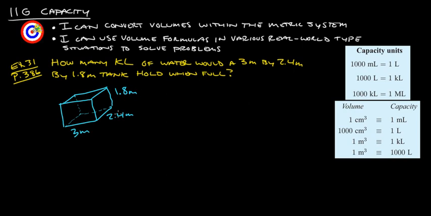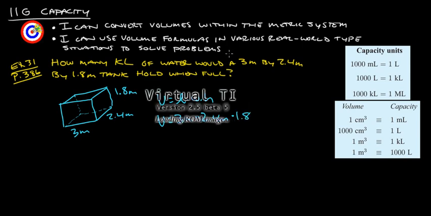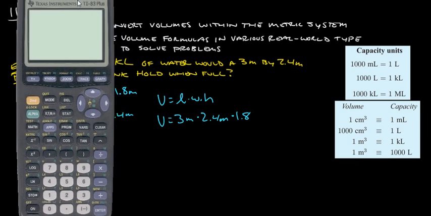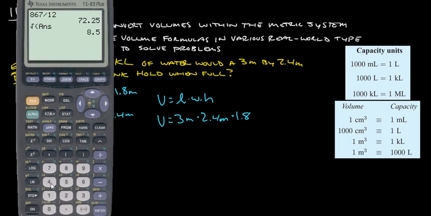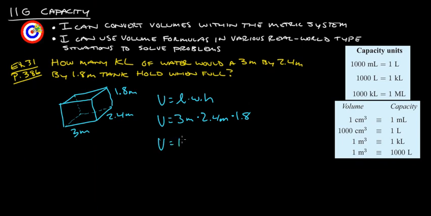So let's basically find the volume of that. Volume is just length times width times height, right? So volume in this case can be 3 by 2.4 by 1.8. Let's use our graphing calculator to figure that out. So turn that on, clear it off, and we have 3 by 2.4 by 1.8. And we get 12.96 meters cubed, which is the same thing as 12.96 kiloliters.